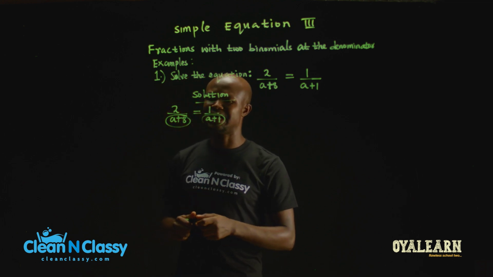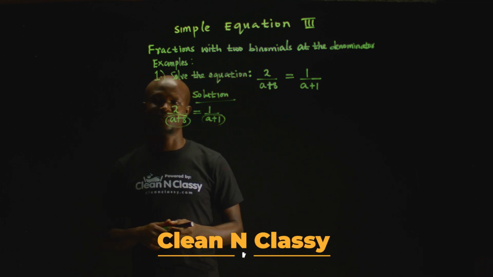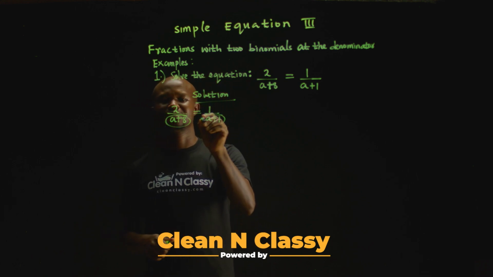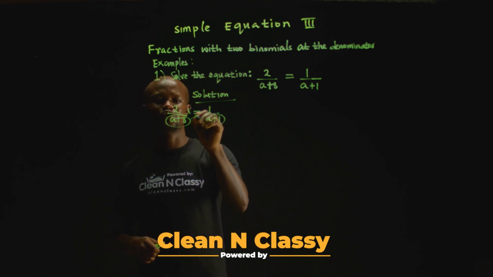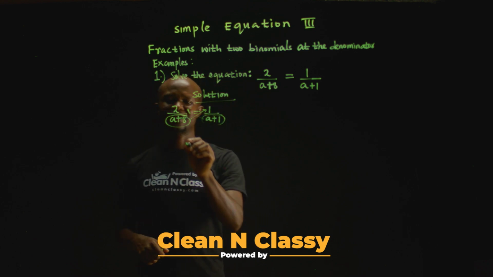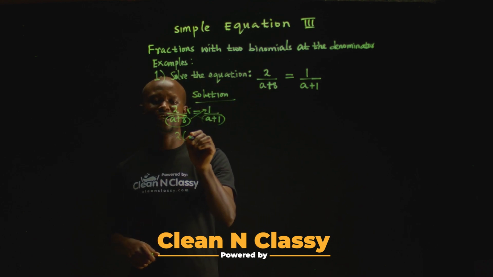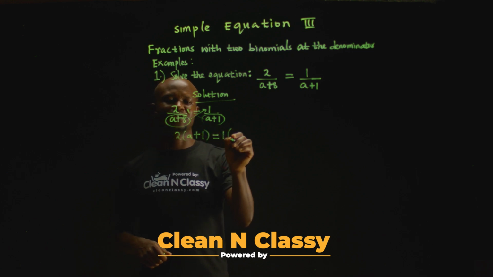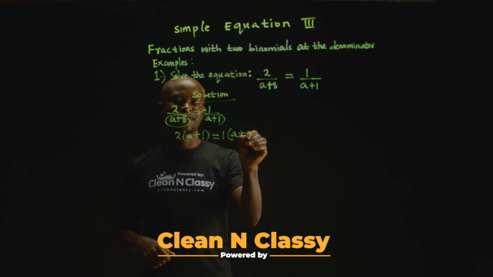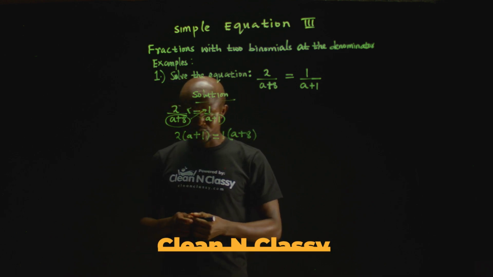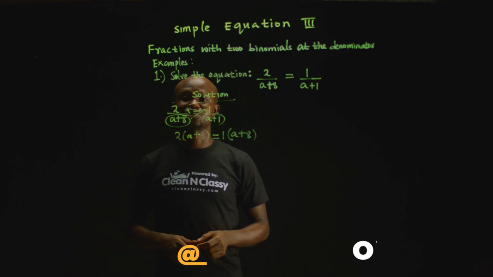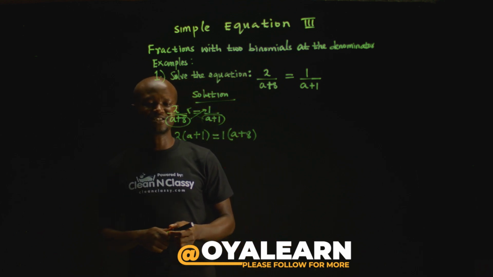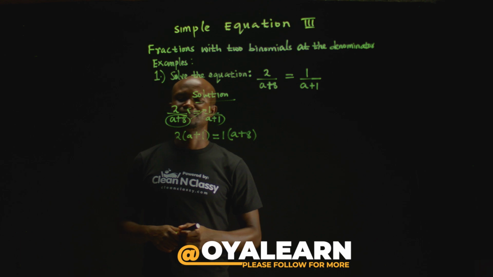Now, from what we have, for us to solve this problem, we are going to cross multiply. So by cross multiplying, what do we have? We have 2 into a plus 1 equals 1 into a plus 8. So the next thing for us to do is to expand the brackets. By expanding the brackets, what do we have?